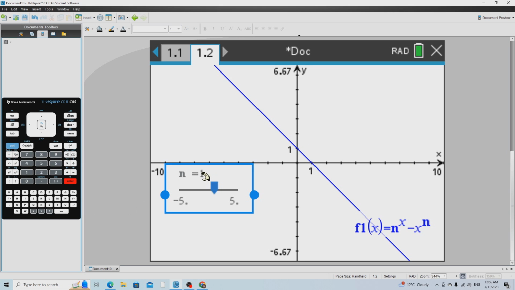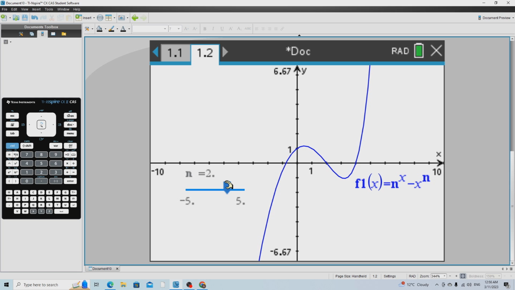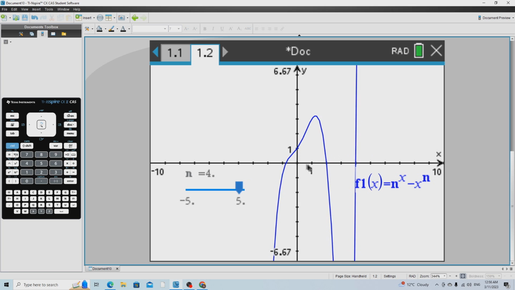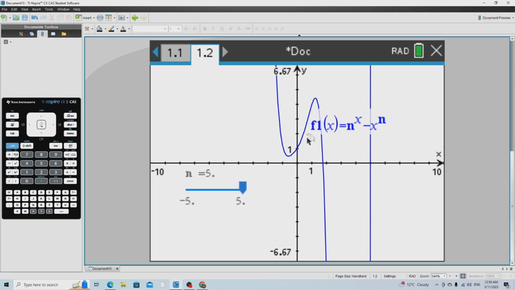So when n is equal to 1, it always crosses the x-axis at x equals 1. If I press 2, n equals 2, it has to cross the x-axis at n equals 2. 3, yes, it also crosses the x-axis. What about 4? Yes, it also crosses. So the value of n is where one of the x-intercepts is located.